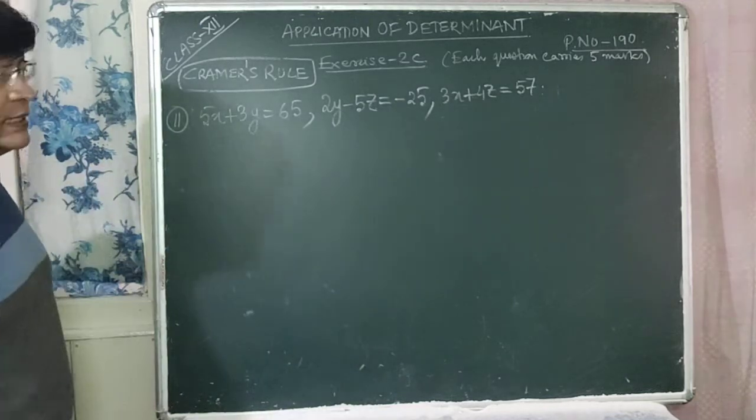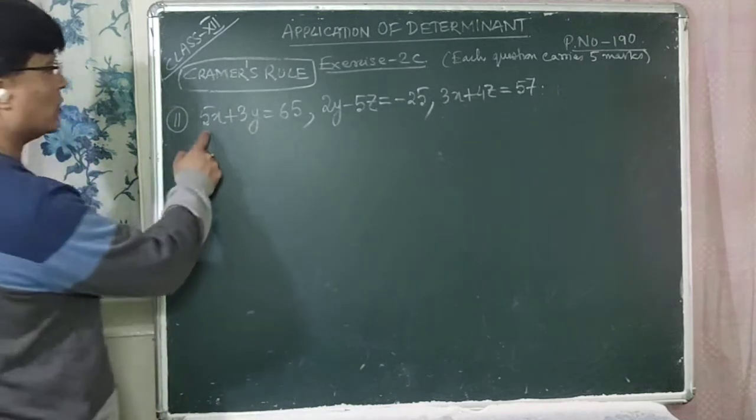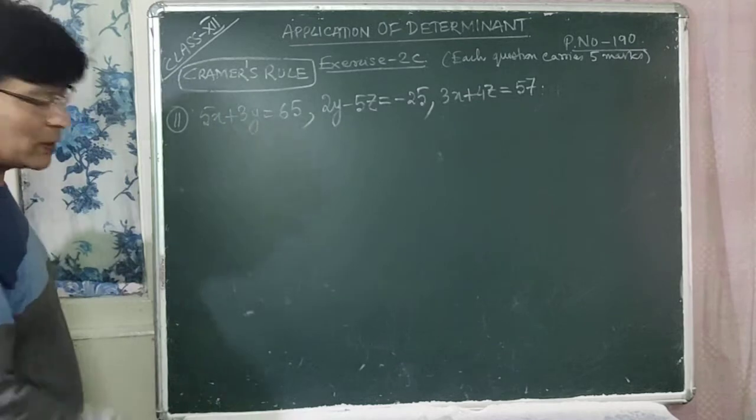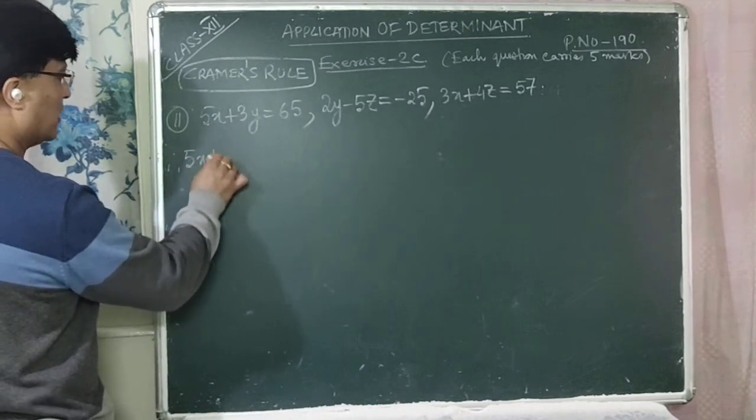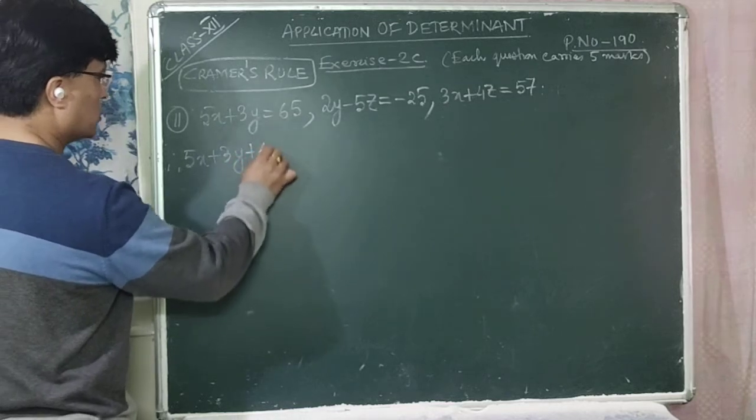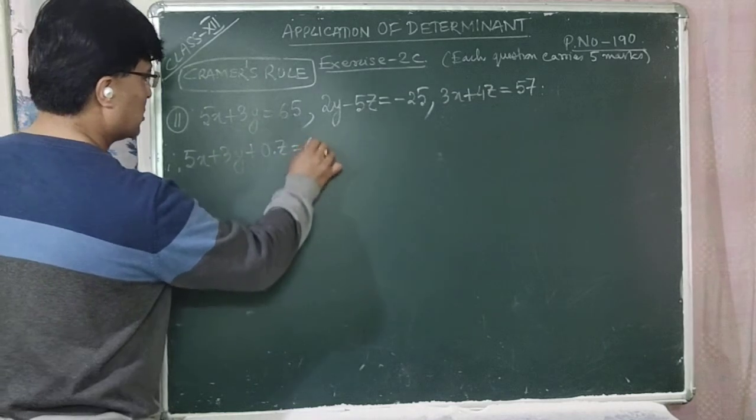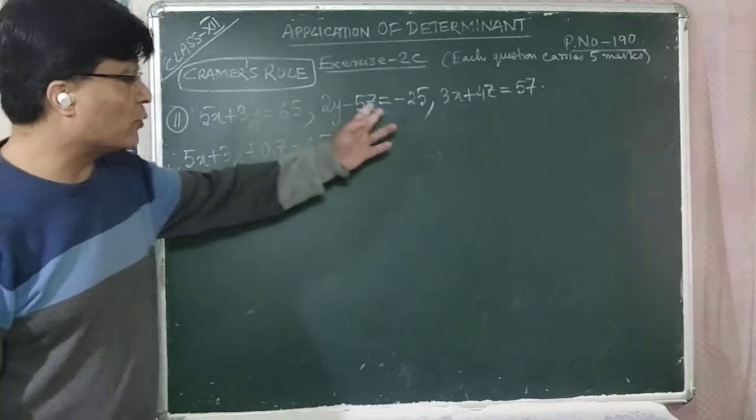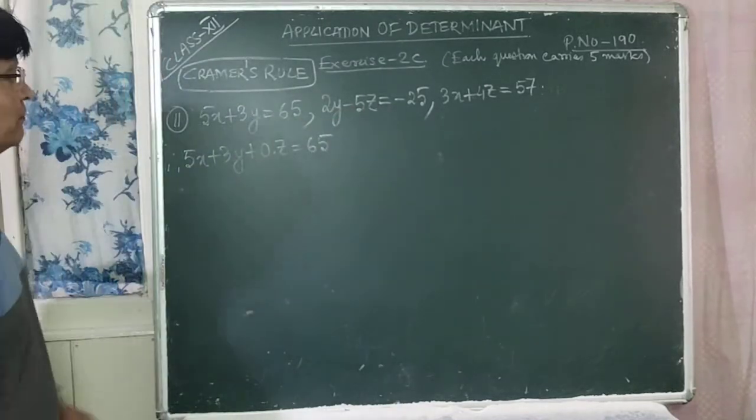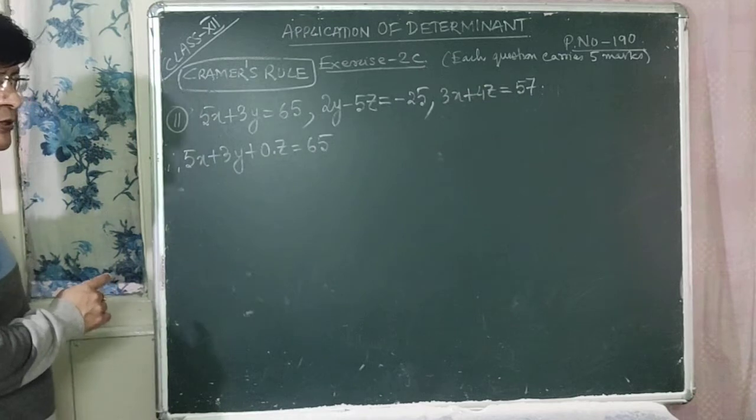Now in this equation, in the first equation, z is missing out here. But you have to write down this equation in terms of z also. 5x plus 3y plus 0 into z is equal to 65, right? So in the second equation, x is missing out there, but you have to write the term containing x, okay?